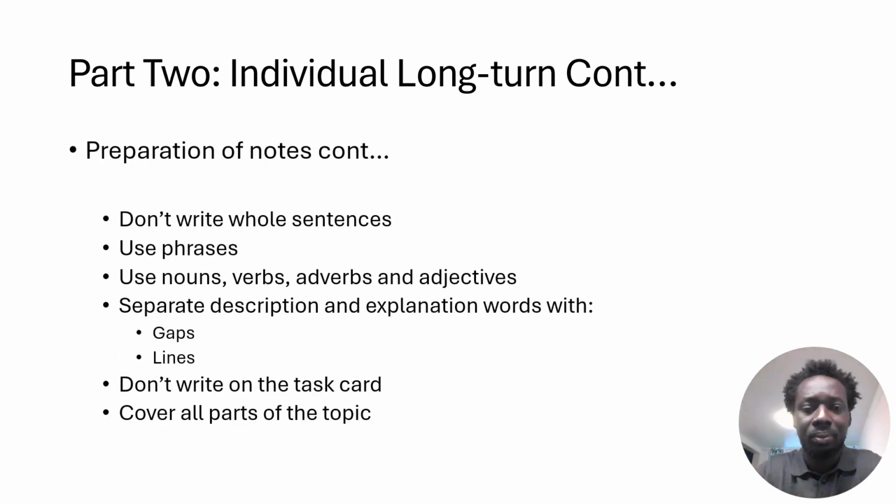Now let us move on. So now we are still on preparation of the notes. Now let's say you are writing. What are you supposed to write as the notes? What are you supposed to put on the paper? Preparation of notes, continue. Don't write whole sentences. No. Just use phrases as the answers. So for the first question, you put a phrase down to represent what you want to say, right? Use nouns, verbs, and adverbs, and then adjectives.